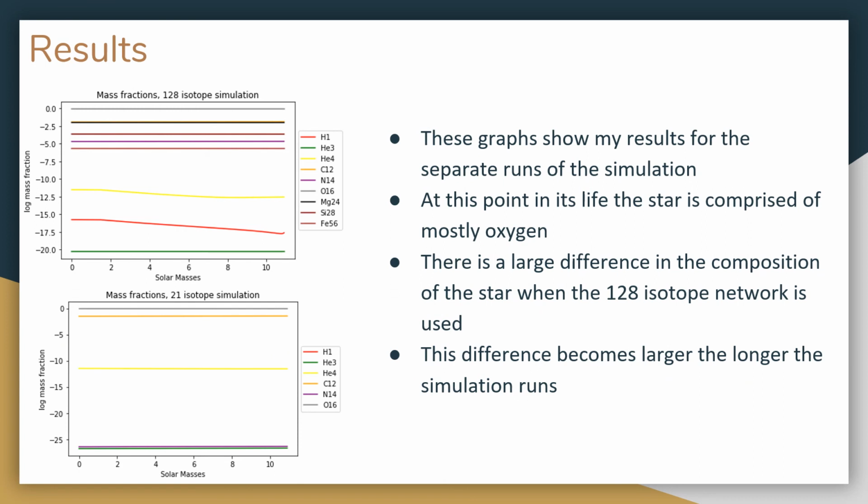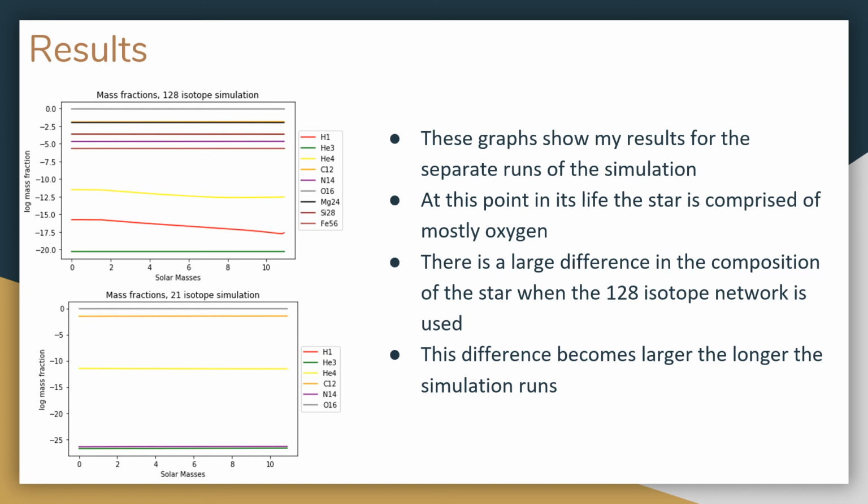These are the results that I got for the different runs of the simulations. The graph on the top is the simulation that I used the 128 network for, while the graph on the bottom is the simulation that I used the 21 isotope network for. These graphs show the composition of each isotope at each portion of mass throughout the star at the endpoint of each of the simulations. The lines are mostly straight because the stars are well mixed, so the elements are typically well distributed throughout the star. Some lines in the 128 isotope simulation are curved because the star has not had a chance to mix the isotopes thoroughly throughout the star.